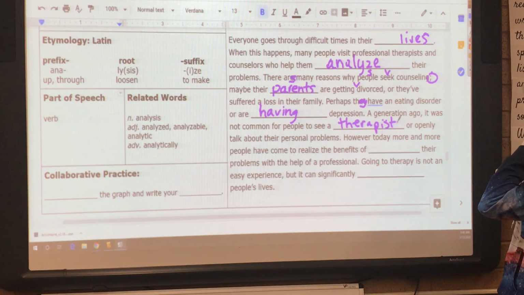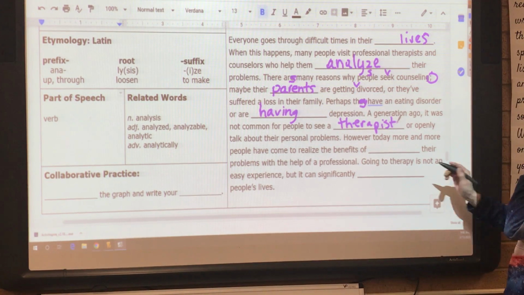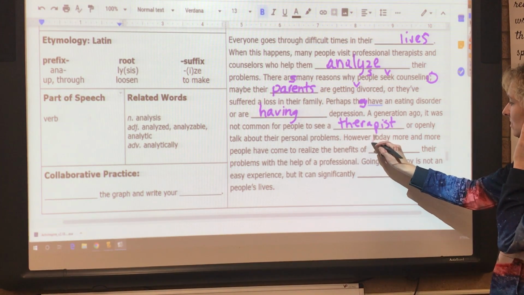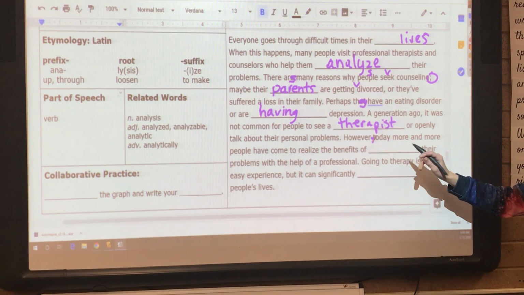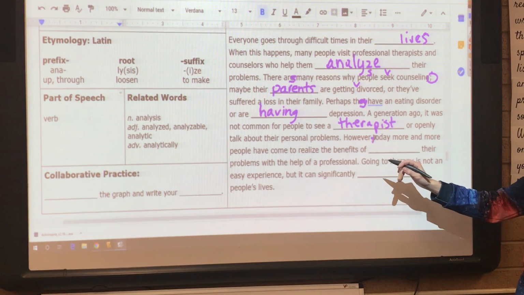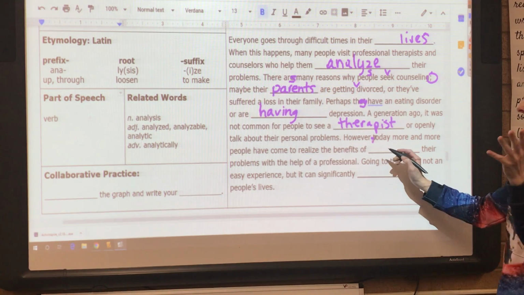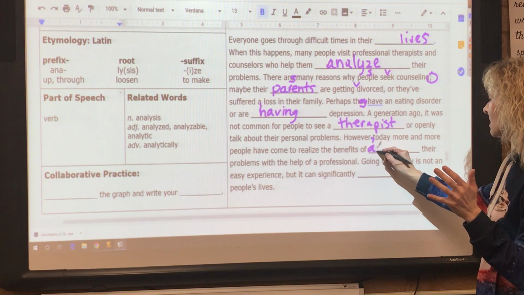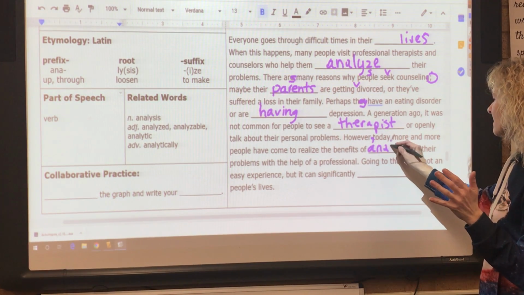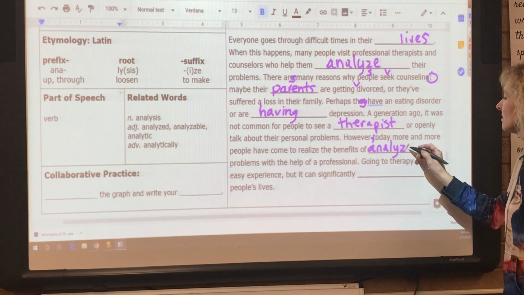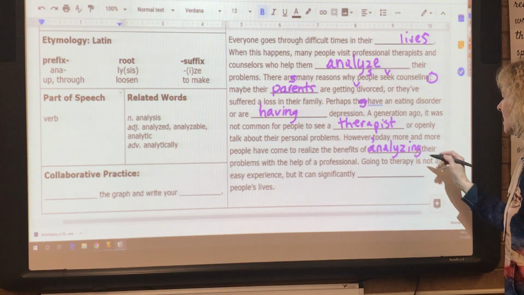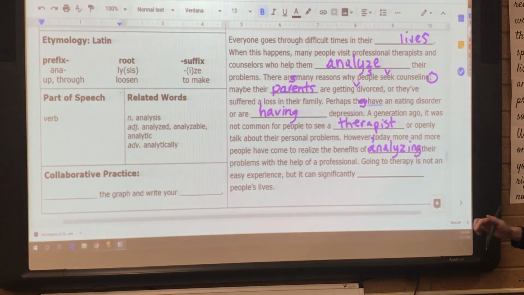However, today, this should have a comma. However, today, more and more people have come to realize the benefits of blank their problems with the help of a professional. Analyzing, let's use our word of the week. Analyze. Okay, we're going to drop the E and put ing. Analyzing the problems with the help of a professional.